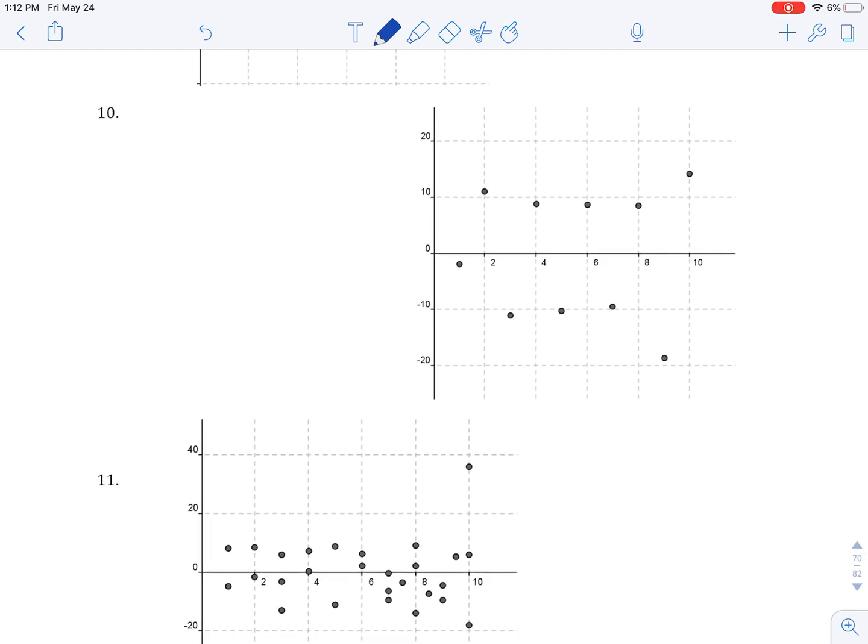10, what do you guys think about 10? Here's the answer. The residuals alternate from positive to negative each time, suggesting that a linear model might be missing some pattern in this data. So there's a pattern, it just might not be a linear pattern.